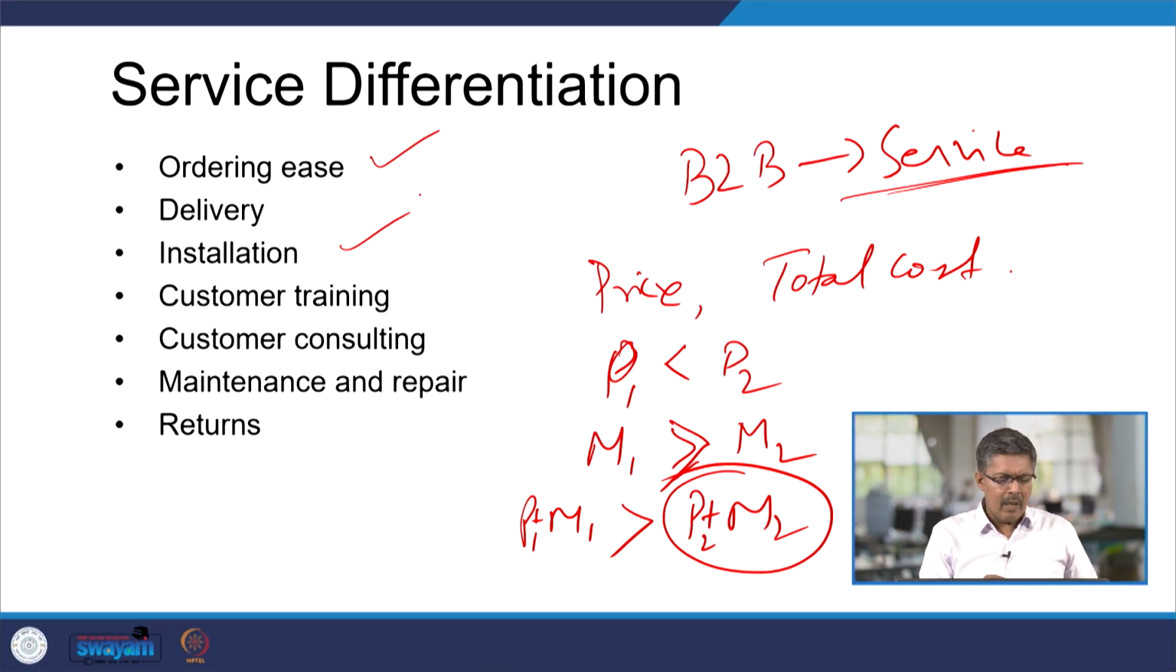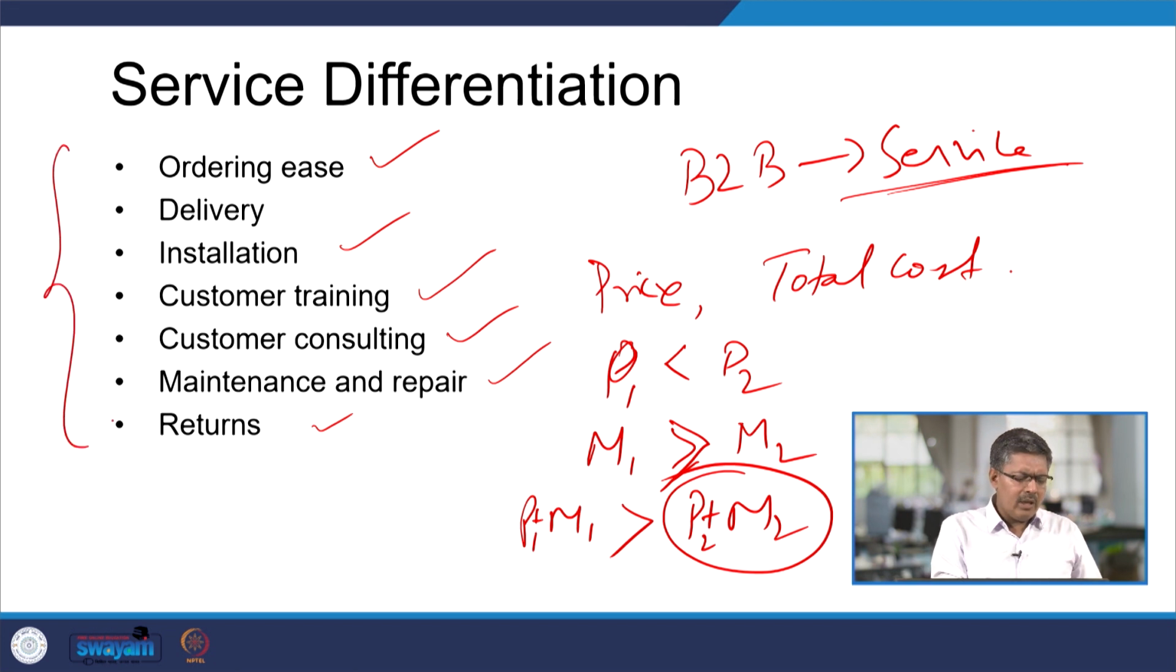So help is required, installation support is required, and therefore marketers have certain people, their sales team or their trained technical team, who help the buyers in the installation and the smooth functioning of the product. Customer training is required, which the marketer or the seller has to give, then consulting, maintenance and repair, and if there is any problem, how it can be returned, so that reverse logistics issues can be solved. Using some of these techniques, all or a few, a B2B marketer can create a differentiation in the market in terms of its service also.